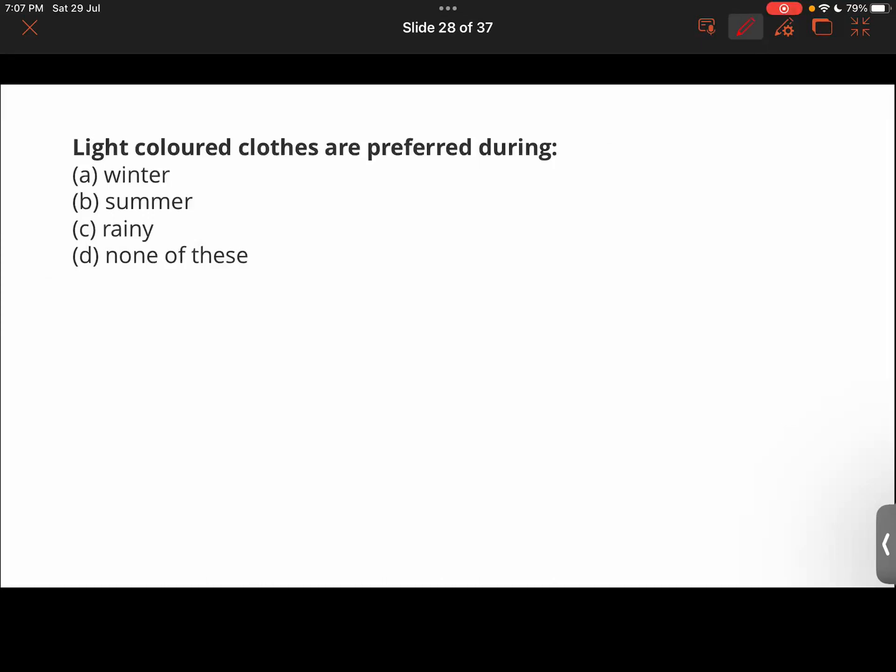Now look at another question. Summer. Very good. Because usually we see that light colored objects are insulators, right? They reflect heat, while black or dark colored objects are good absorbers of heat.